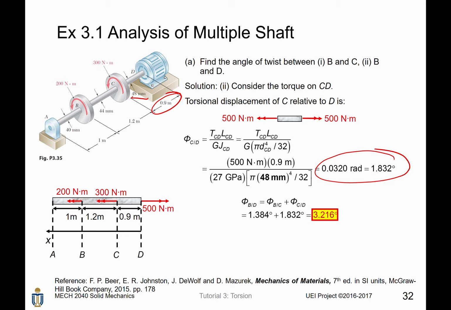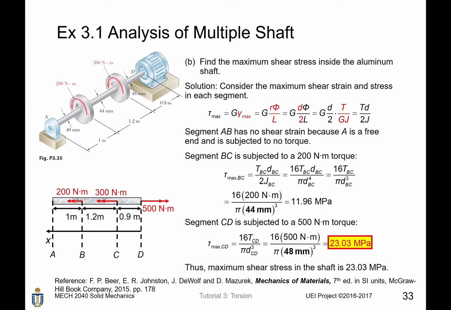Therefore, we sum up the torsional displacement of C with respect to D and the torsional displacement of B relative to C. Then, adding the result in part 1 and part 2, you can find the torsional displacement of B relative to D, which is 3.216 degrees.